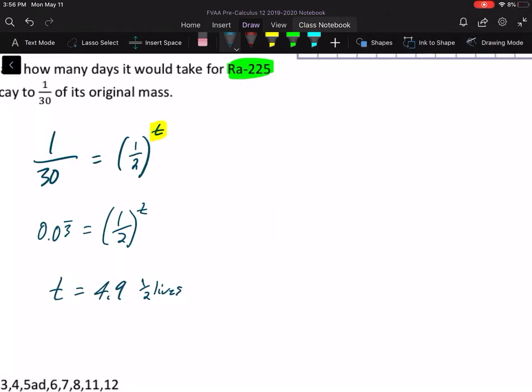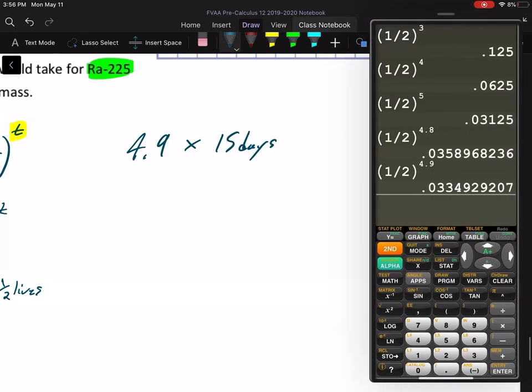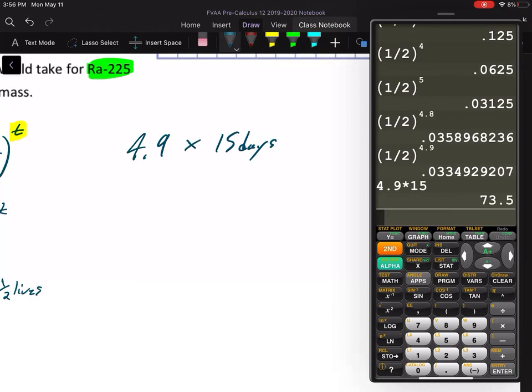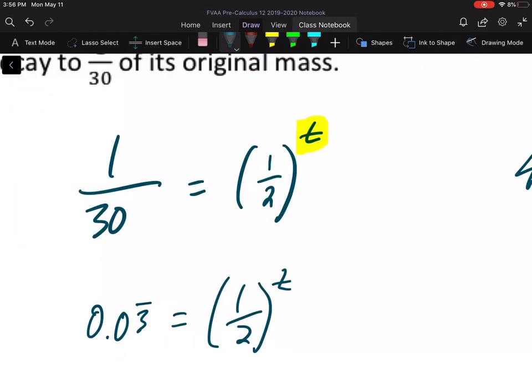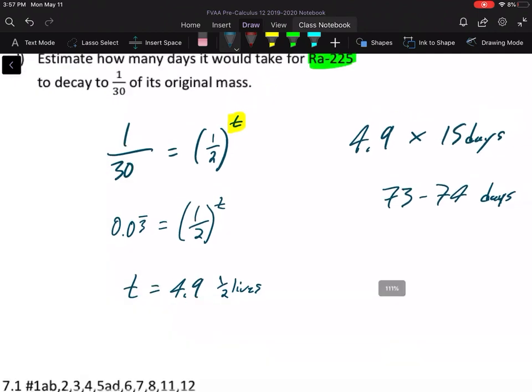But t is a 15-day period, right? So you'd have to do 4.9 times 15 days per half-life. So we're looking at about 73 to 74 days. That's kind of how you'd approach a problem like that. Eventually I'll be talking about how to go from exponential function to logarithmic function, and that allows you to then use your calculator to solve for that t value. But for now, guess and check will get you through most of the questions that you'll be facing.